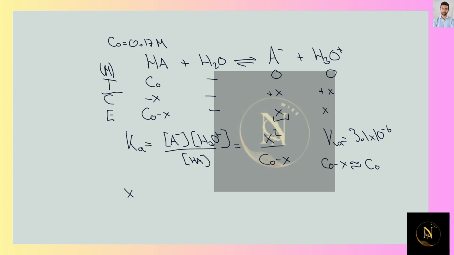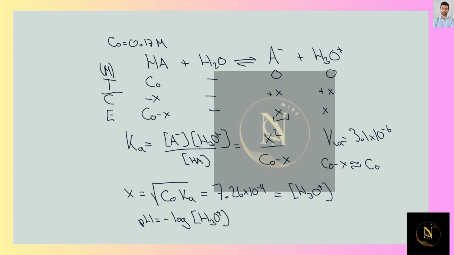So the value for x is going to be equal to the square root of C0 times Ka, which for us gives the value of 7.26 times 10 to the minus 4. And what is this? This is nothing but the concentration of H3O+ that I have in solution. And now, how can I get pH? Well, pH is directly the minus logarithm of the concentration of H3O+, which is going to give us a pH equal to 3.14. And that would be our final answer.